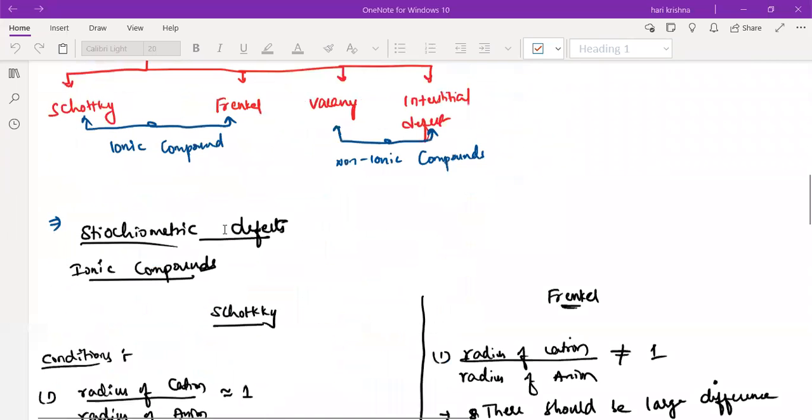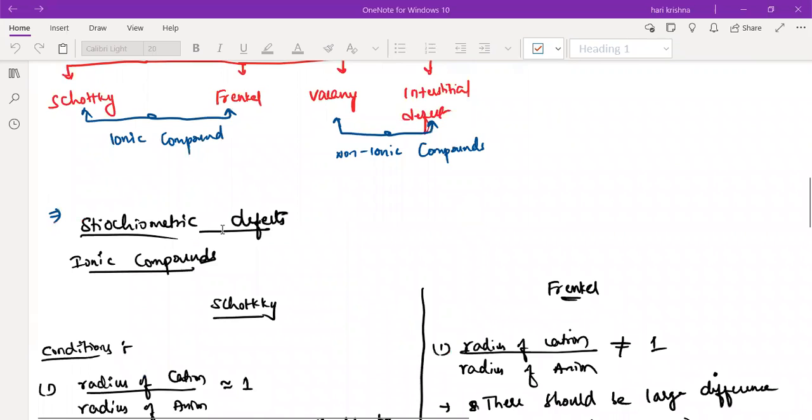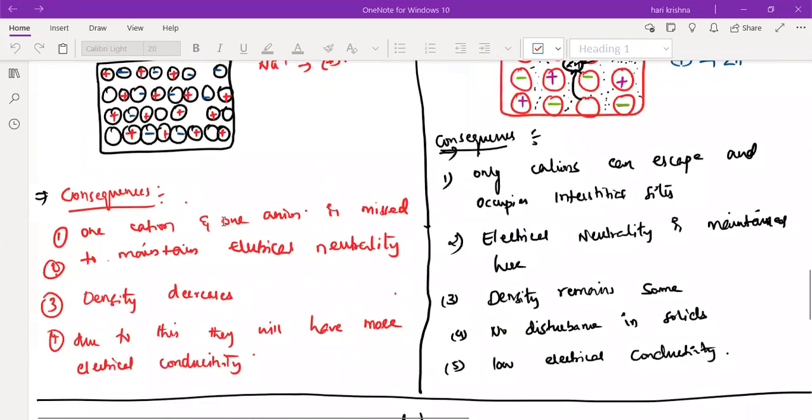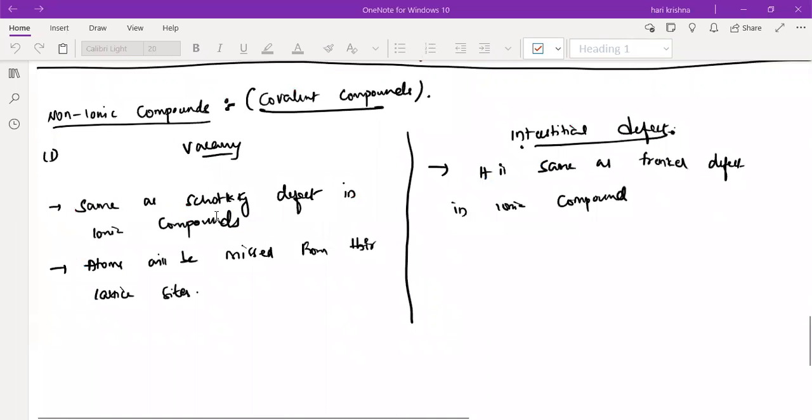So this is what we studied in the last class, stoichiometric defects under the Schottky and the Frenkel, and what are the conditions and what are the consequences of those defects. And next one is the non-ionic compounds, and what are the defect possibilities in the non-ionic compounds like covalent compounds. Vacancy and the interstitial defect.